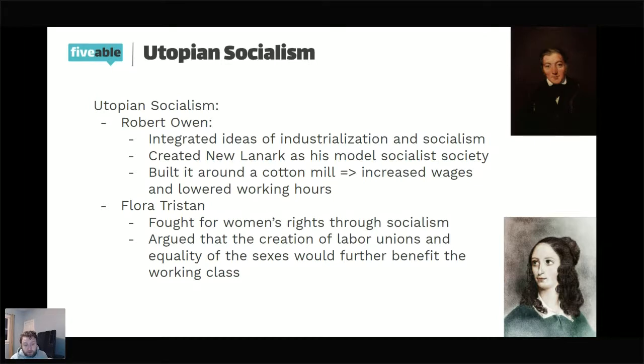But this is Robert Owen and Flora Tristan.